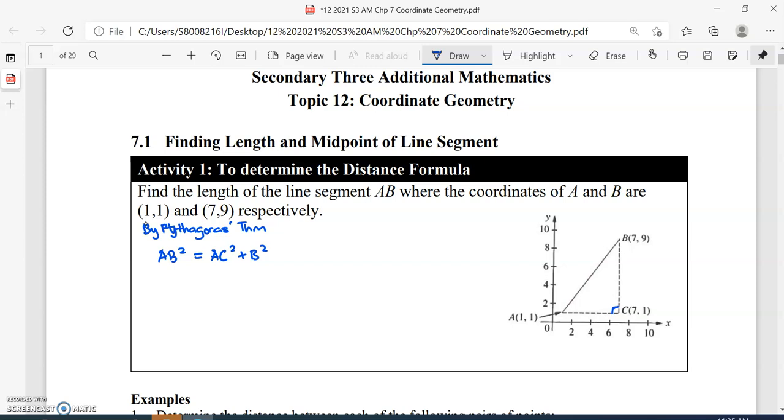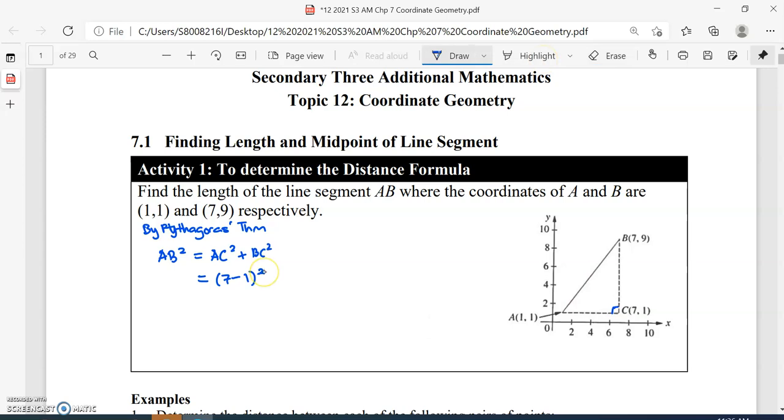And AC, the length of AC, is a horizontal line. So in order to determine the length of AC, it is as good as taking the x unit of C, subtracting the x unit of A, which gives me 7 minus 1. All right, since it's AC square, I'll add a square there. To find, oops, sorry, there's a missing alphabet there. This one should read BC square.